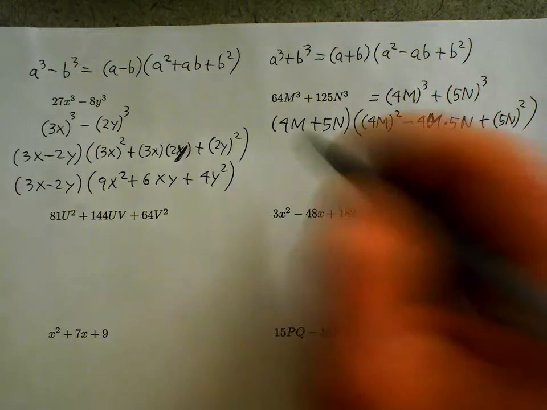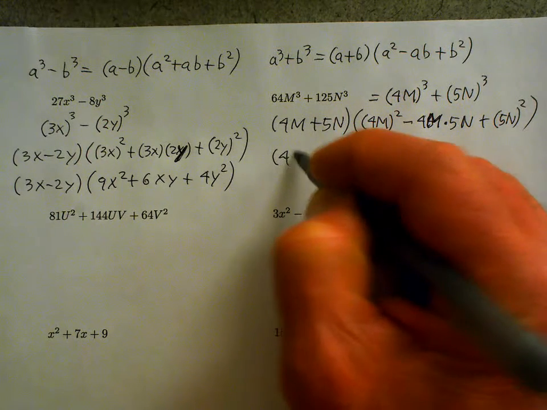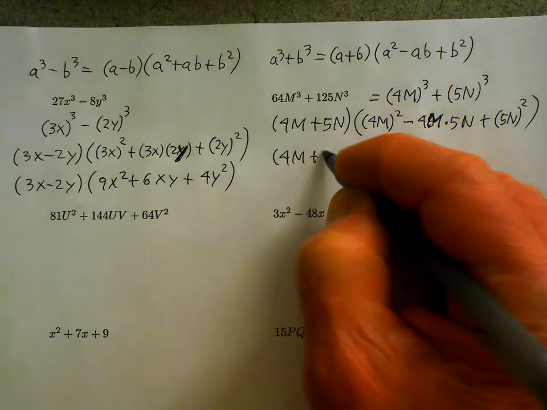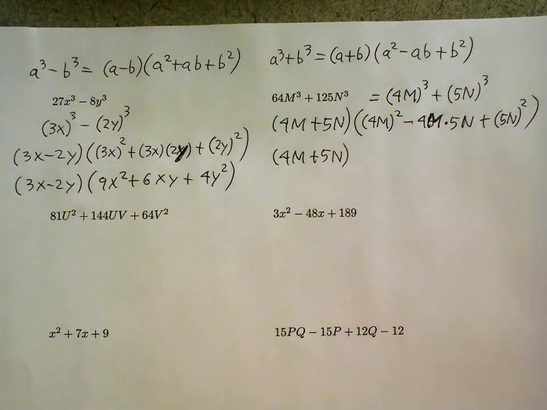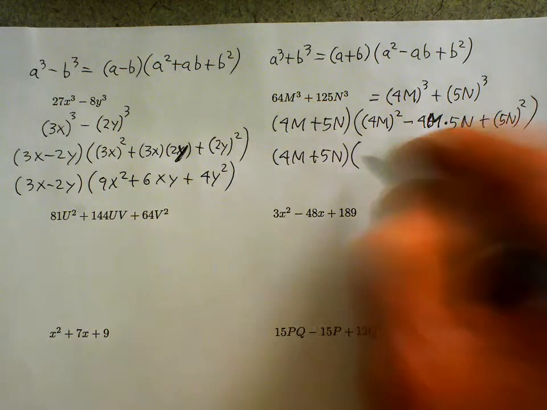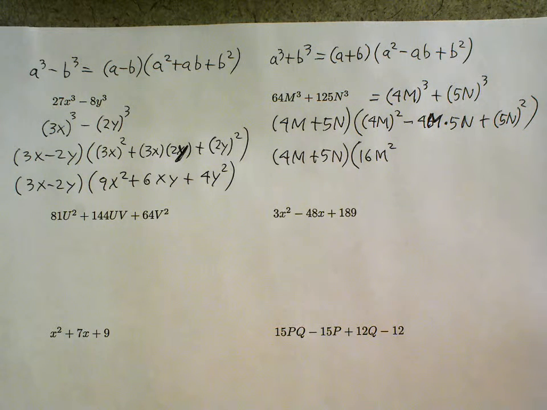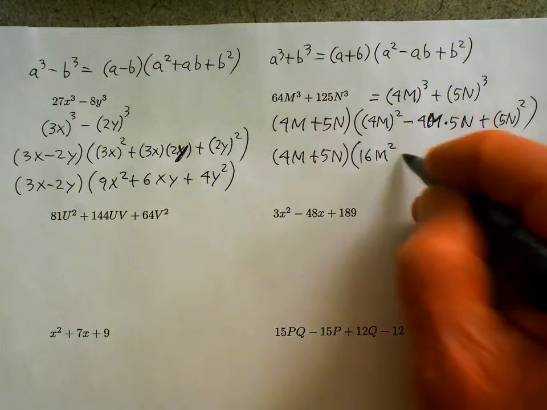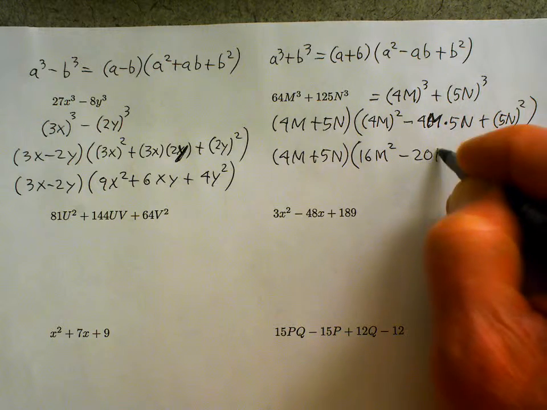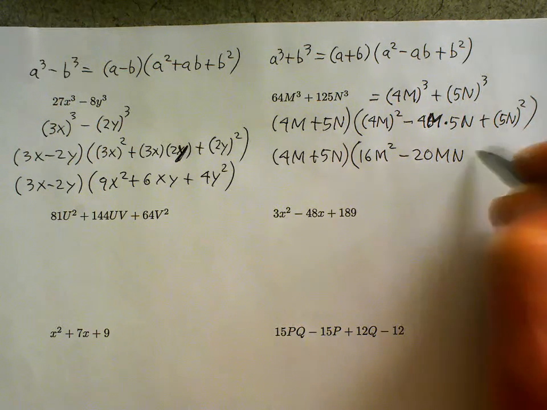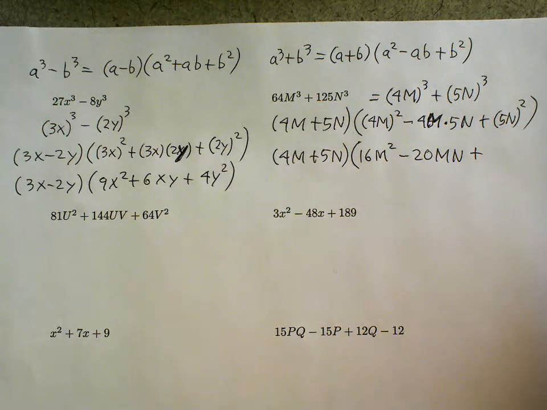Okay, then in the next line, we just simplify what's in the trinomial. When we square 4m, we get 16m to the second. And then we subtract 4m times 5n, we subtract 20mn. And then we add 25n to the second.